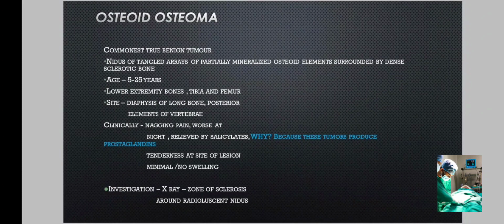It is mostly seen in the femur, tibia, lower extremity. It is more common as compared to the upper extremity. And the site is mostly, as we have discussed, the diaphysis of long bone. Sometimes we see it in the posterior elements of the vertebra. So what's the clinical presentation?